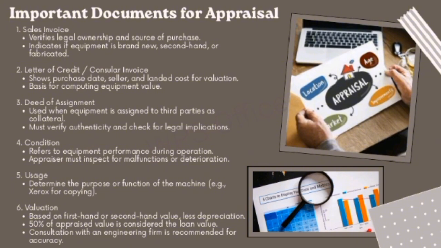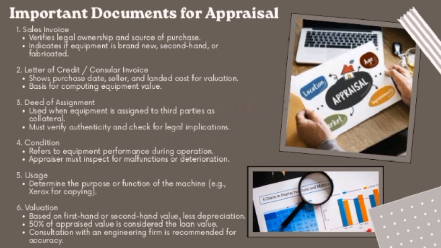Fifth is the usage. It determines the primary purpose or function of the machine, such as a copier used specifically for copying documents, to understand its application and value. For instance, identifying a machine as a Xerox copier clarifies its intended use. Sixth is the valuation.